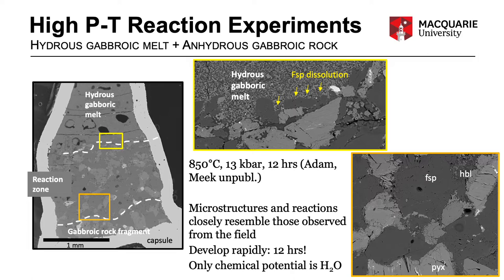These textures developed very rapidly. The experiment was only 12 hours, and the only chemical potential, the only difference between the gabbroic rock fragments and the hydrous gabbroic melt, was that we added water to make the hydrous gabbroic melt.